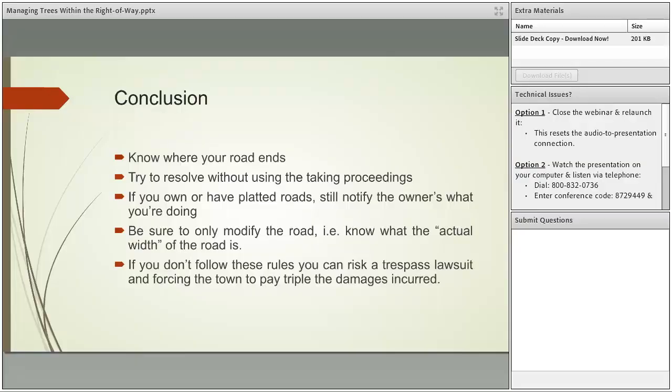Then another question is, when going to rebuild a road, do you mark the trees first or notify the landowner first? You should mark the trees first so that you know which trees specifically you're going to cut. And then when you know which trees you're going to cut, then you notify the landowner of what their rights are for those trees.